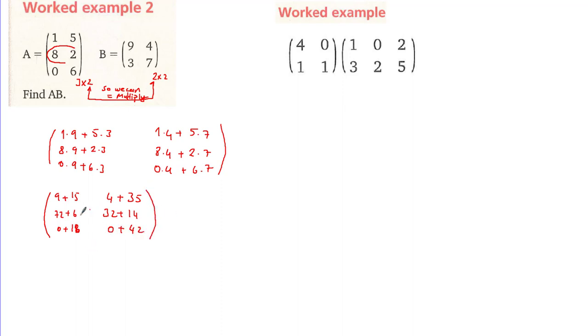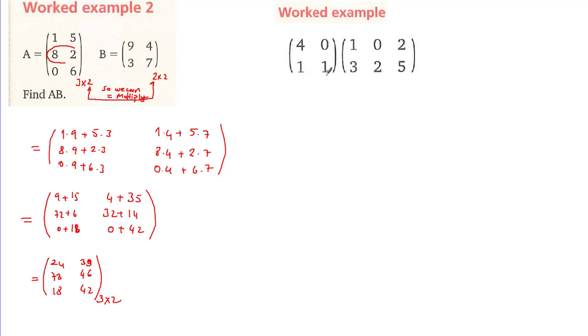And if we finish this part, the resultant matrix is going to be equal to 9 plus 15, which is equal to 24, and down it's going to be equal to 78, 18, and on the other side it is 39, 46, 39, 46 and 42 it has to be. And this is the last matrix, and as you see, this is a 3 by 2 matrix. There are 3 rows and 2 columns here.